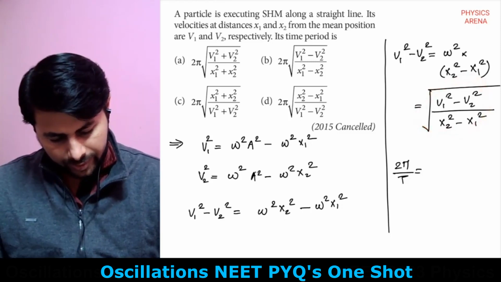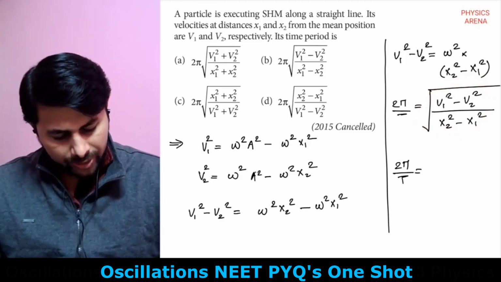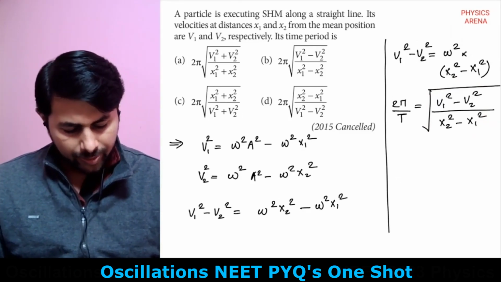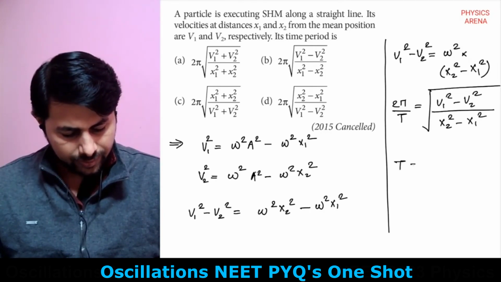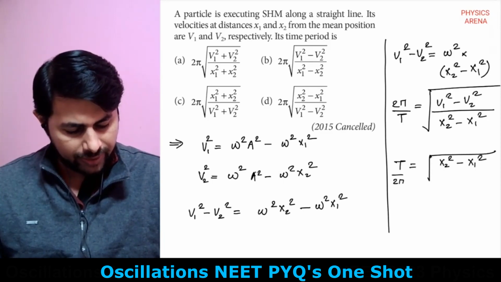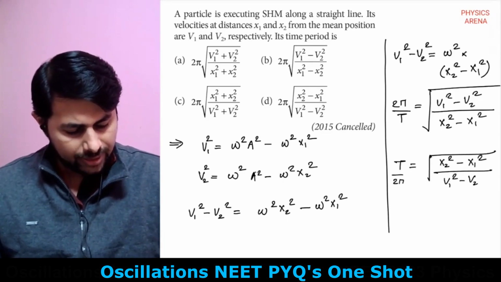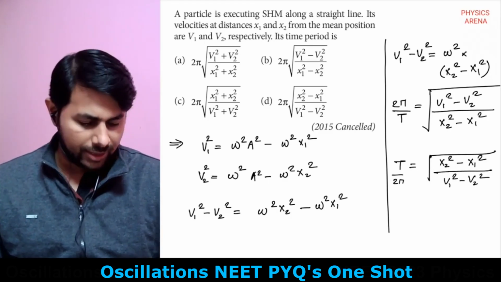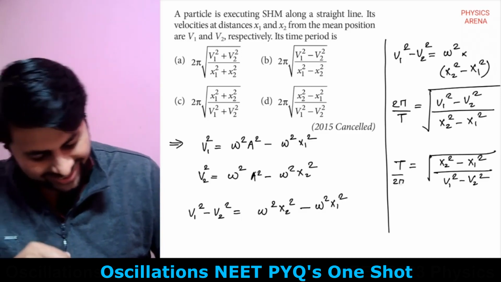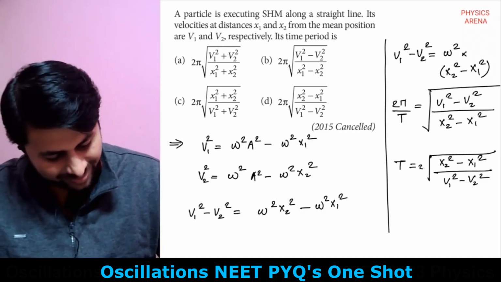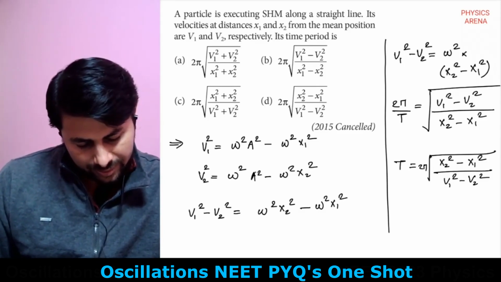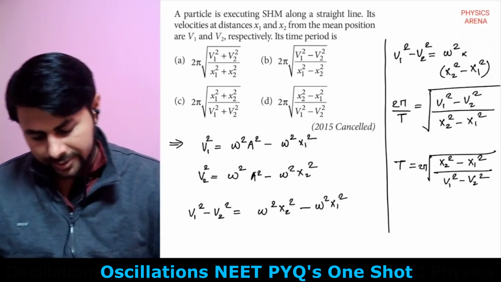So let's take reciprocal of it. So we get T upon 2 pi equals square root of x2 square minus x1 square divided by v1 square minus v2 square. And now we can move that 2 pi to the other side because we want period. So this is the answer. So option D is the answer.